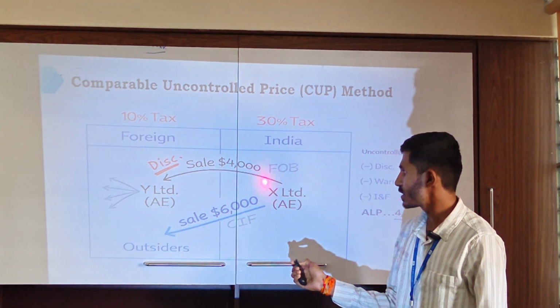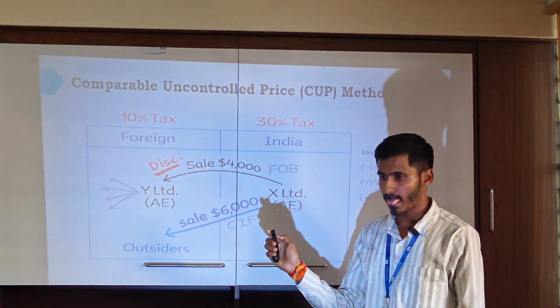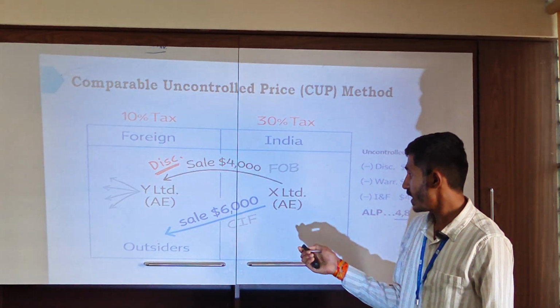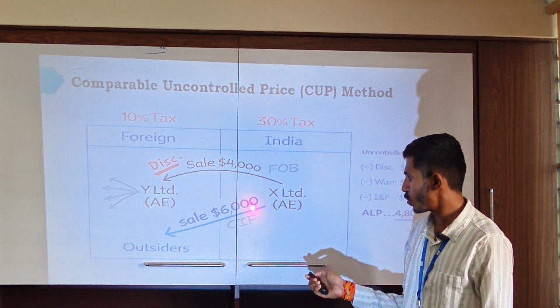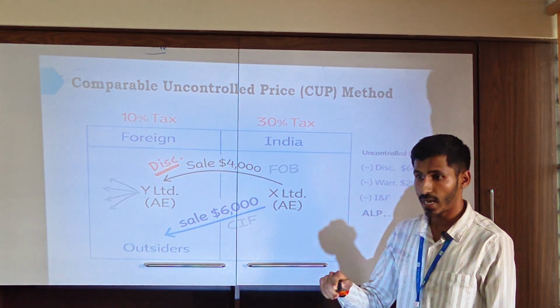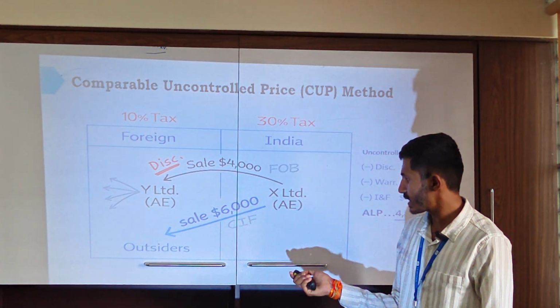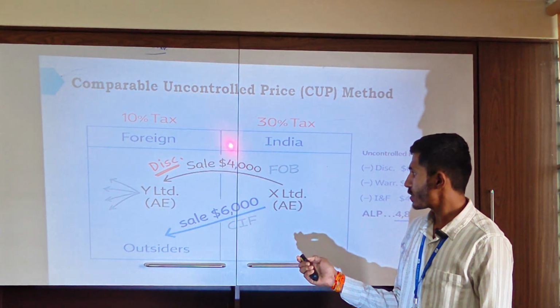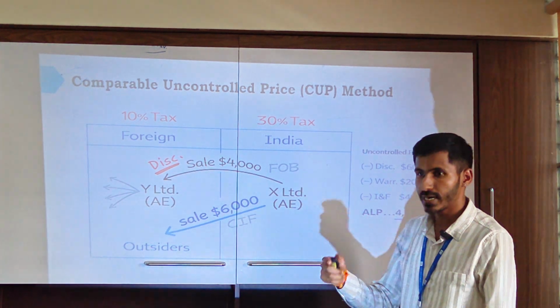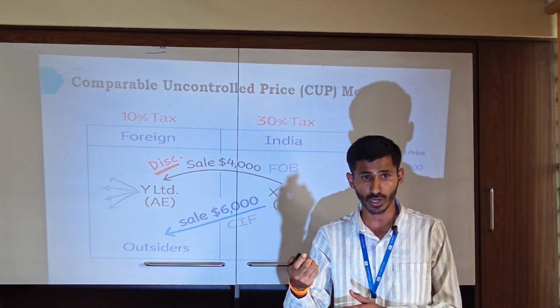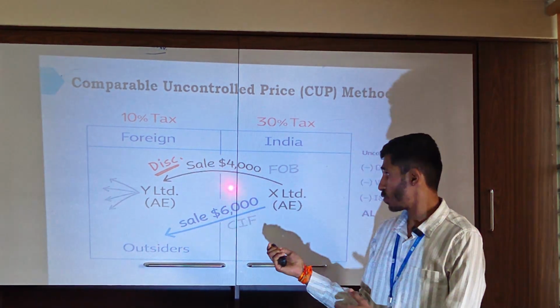Now X Limited has sold goods to Y Limited at $4,000. If the same goods are sold to another foreign entity which is not an associated enterprise, meaning an independent entity, then X Limited would sell at $6,000, but it has sold at $4,000. We cannot directly jump to the conclusion that there is $2,000 inflated and it has shown less.